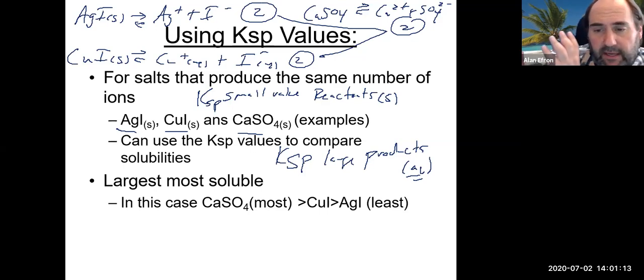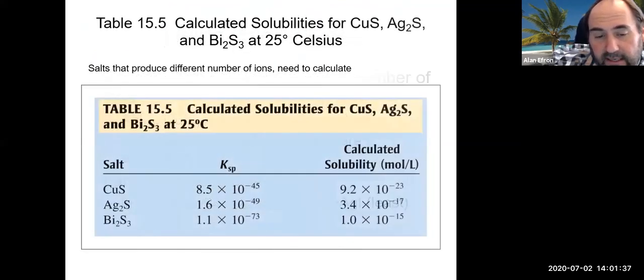So sometimes this is really helpful if you have maybe a mixture of a couple of ions and you want to precipitate out one while maybe not precipitating out the other, or you could predict which one you would expect to precipitate out first by comparing the KSP values. So again, you can only do that if everybody you're comparing produces the same number of ions. Now, let's take a look at an example where it doesn't produce the same number of ions.